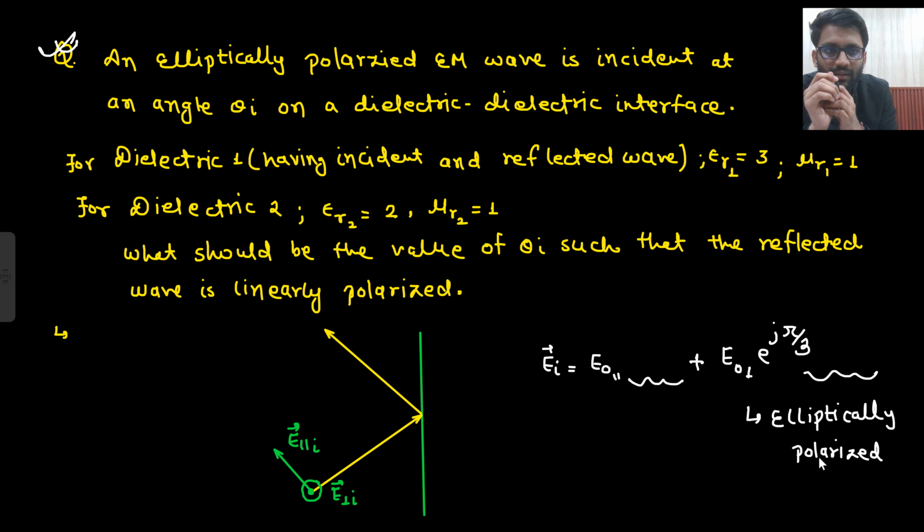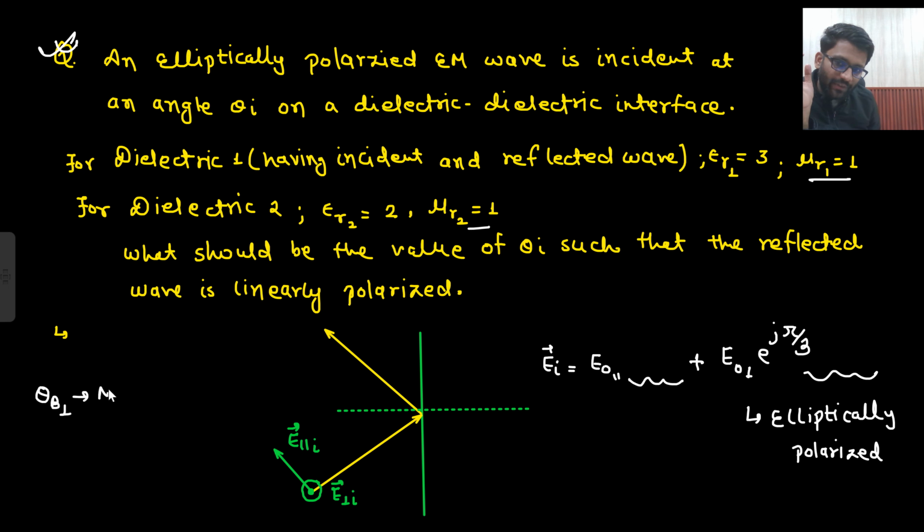Now what do I need? I need my wave to be linearly polarized. I am giving you a hint. The hint is the Brewster angle. It should be clear now. If your wave is incident at the Brewster angle, and mu r1 is equal to mu r2, then the Brewster angle for perpendicular polarization is not defined. Say yes or no. Because if mu r1 and mu r2 are equal, the Brewster angle for perpendicular polarization is not defined. So which Brewster angle is defined? For parallel polarization. So if your wave is incident at the Brewster angle, what will happen?